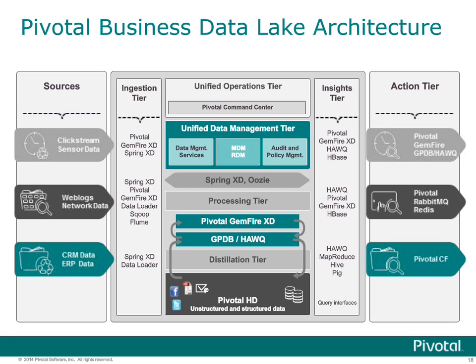And as we look at the middle tier, we have a Pivotal Hadoop offering there. There's our distillation tier. And as we go up, we see a box there with the Greenplum database and Hawk. So as we need an MPP environment, a traditional MPP relational database environment, we can leverage the Greenplum database there, or we can leverage the Hawk query engine, which actually runs directly on top of Hadoop. For real-time processing, we have Pivotal Gemfire XD, as I mentioned. There's Spring XD and Oozie for certain controlling and data movement as well.